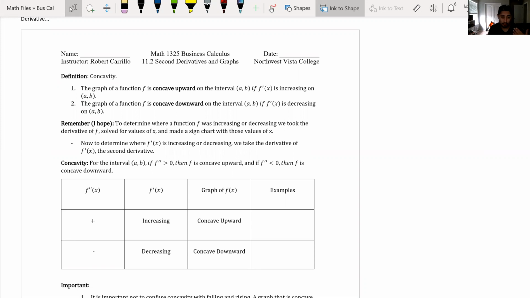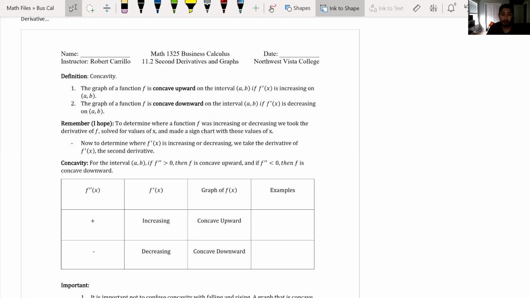So here's with the second derivative characteristics, it's called concavity. Okay, so the graph of a function f is concave upward on some interval ab if the first derivative is increasing on that interval. Two, the graph of a function is concave downward on some interval ab if the first derivative is decreasing on that interval. Okay, so second derivatives deal with concavity. First derivatives deal with maximums and minimums. So there's your difference right there.